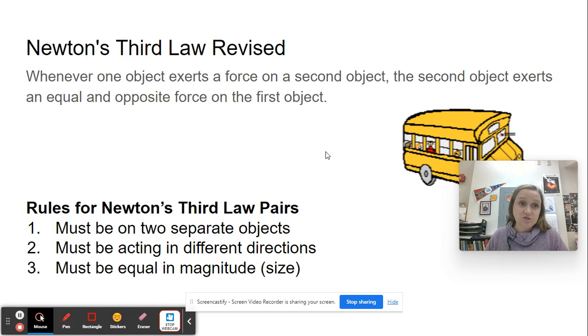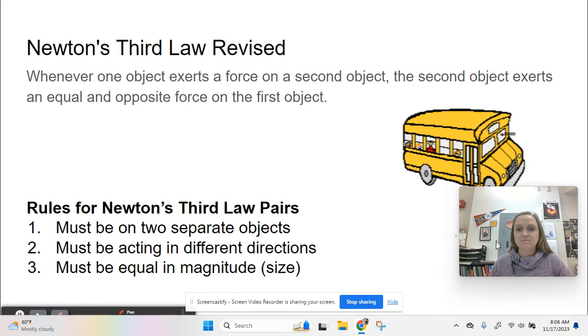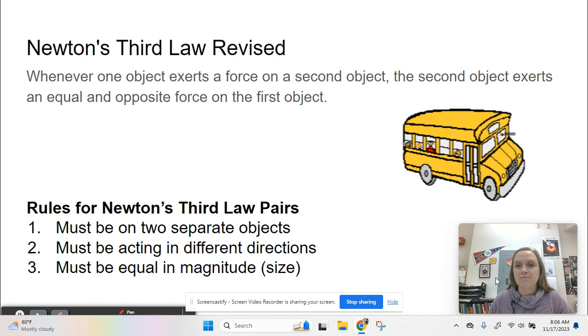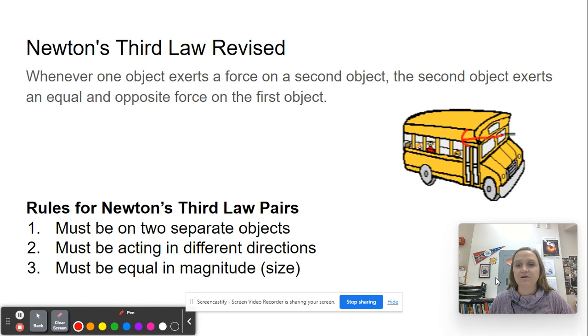So Newton's third law, let's revise it a little bit. Whenever one object exerts a force on a second object, that second object also exerts an equal force on the first object. So I'm going to look at this specifically and think about a bus. If a bus is driving and it hits a bug, the bus is going to feel a force from the bug. But the bug also feels a force from the bus.